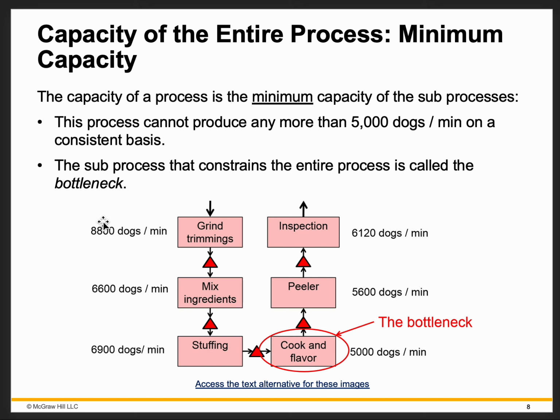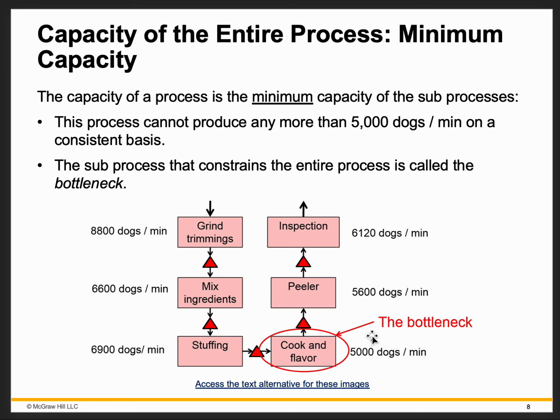So the grinding process had a capacity of 8,800, mixing process 6,600, stuffing process 6,900. The bottleneck is the cooking and flavoring process, which is 5,000 hot dogs per minute. Peeler is 5,600 and inspection is 6,120. And that's the bottleneck because that has the least capacity. All the other machines have to wait for this particular machine.